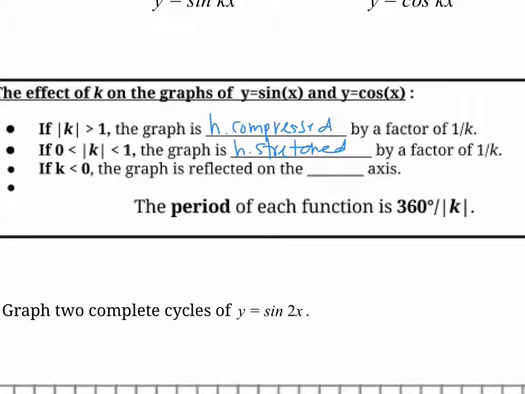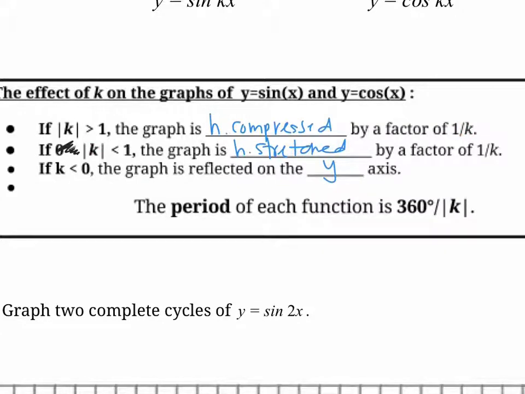So we know from working with k in other functions, if the absolute value of k is greater than 1, then the graph is going to be horizontally compressed. And if the absolute value of k is less than 1, then the graph is going to be horizontally stretched. And if k is less than 0, so it's negative, then the graph is going to be reflected on the y-axis. So we can apply k in the same way that we've used it in other functions, by dividing all of our x values by k, or by multiplying them by 1 over k.